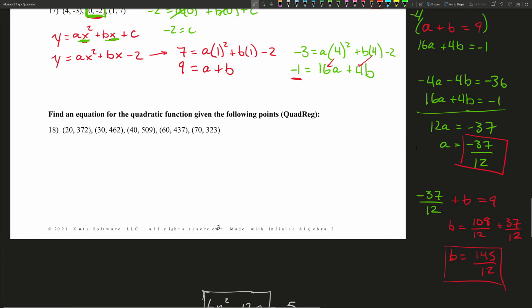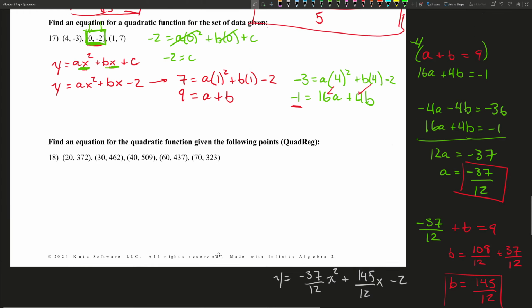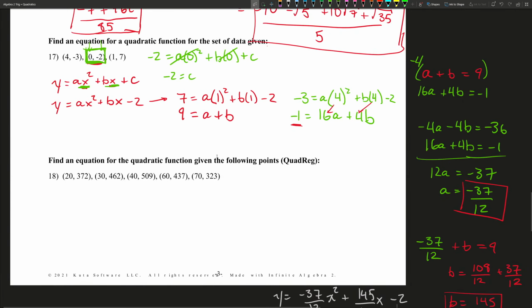Okay, so our entire equation, again, this is messier than what I wanted it to be, is going to be y is equal to negative 37 over 12 x squared plus 145 over 12 x, and then minus 2. Provided I did all that right, which I think I did.